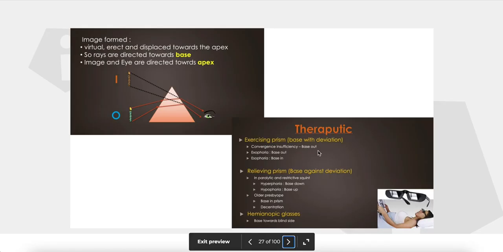But if we want to use a relieving prism, for example, if a patient has diplopia and we want to relieve the symptoms of diplopia, we use base against deviation. Like the example we had, where the patient had exophoria and symptoms, so we use a base in prism as a base against deviation.